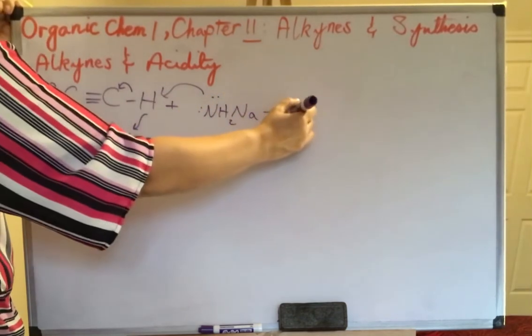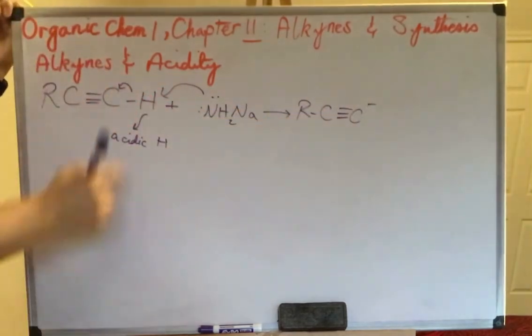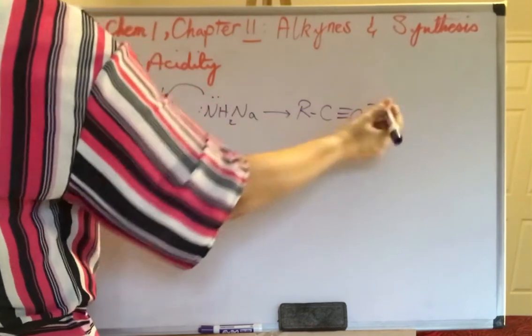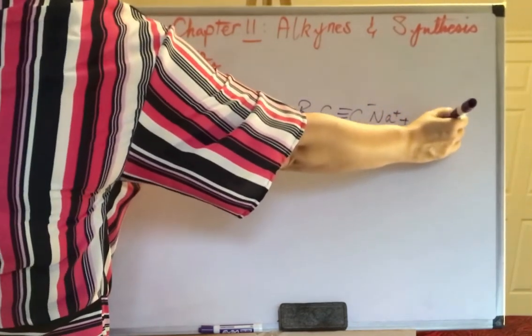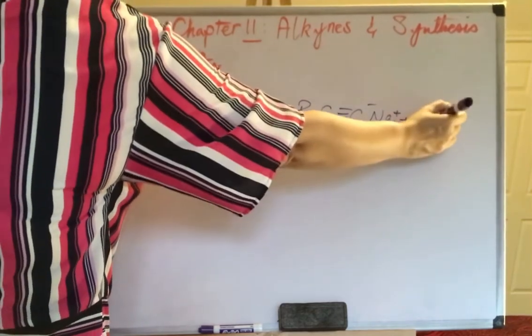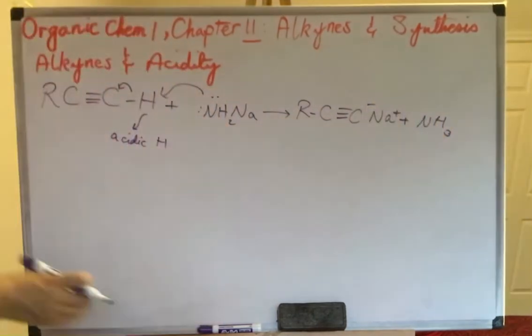So such an anion is going to be formed. It obviously forms the ionic compound with the sodium in the presence of this base, and you will have NH3 because NH2 had just grabbed one hydrogen.